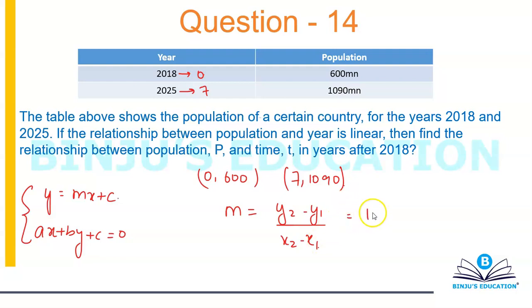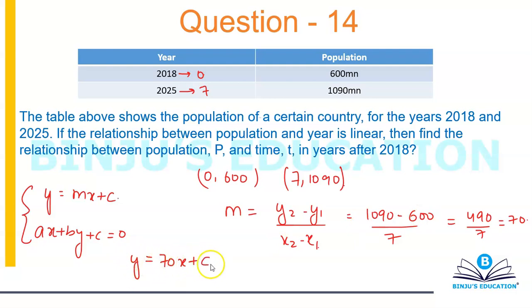So this will become 1090 minus 600 divided by 7. So this will basically become 490 divided by 7, which is equal to 70. So my slope is 70, which means my value of m is 70. So y will be equal to 70x plus c.